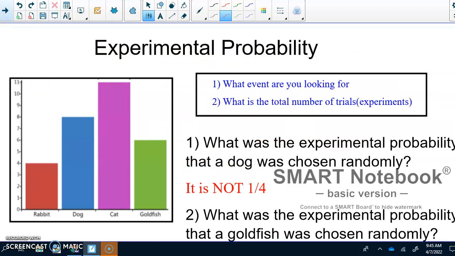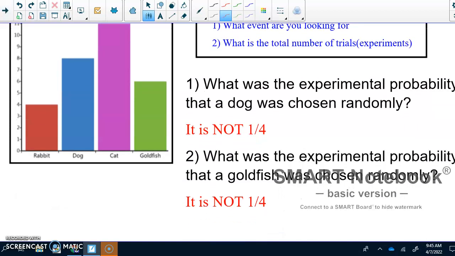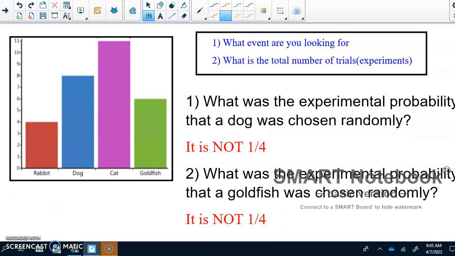This problem is one that we haven't seen all year, so you will have to pay attention to what you're doing. So what is the experimental probability that a dog was chosen randomly? And the answer is not going to be 4. So what you have to do is get your sample space. So if you take a look, you can see how many of each of the animals you have, and then set your problem up based on that.